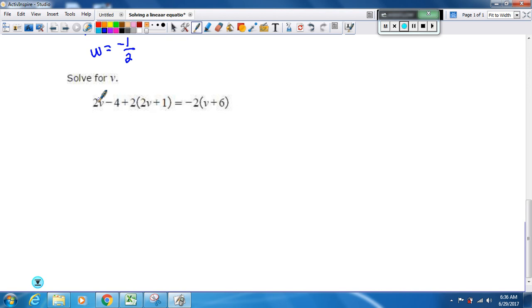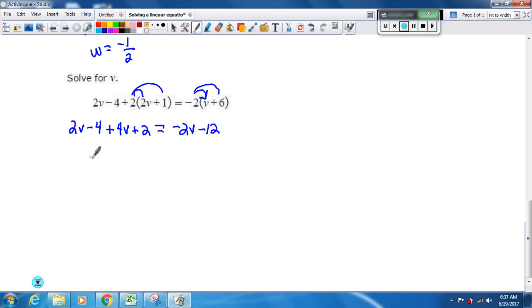The next one, the 2v is not stuck to parentheses, so I just write it down. Minus 4 is not stuck to parentheses, so I just write it down. Now this 2 has to be distributed. 2 times 2v is a positive 4v, and 2 times 1 is a positive 2, equals, this negative 2 has to be distributed. Negative 2 times v is negative 2v. Negative 2 times 6 is negative 12.